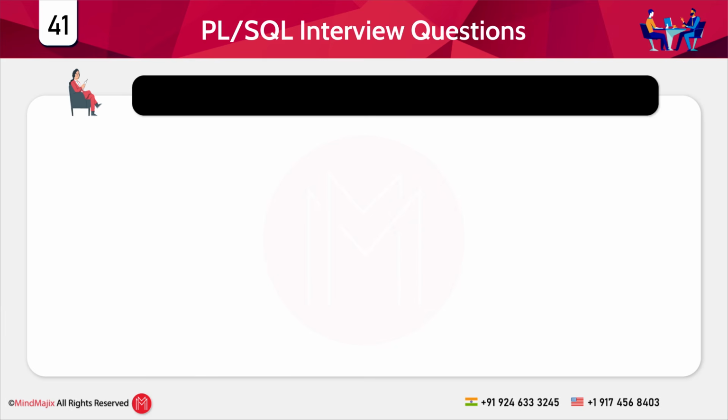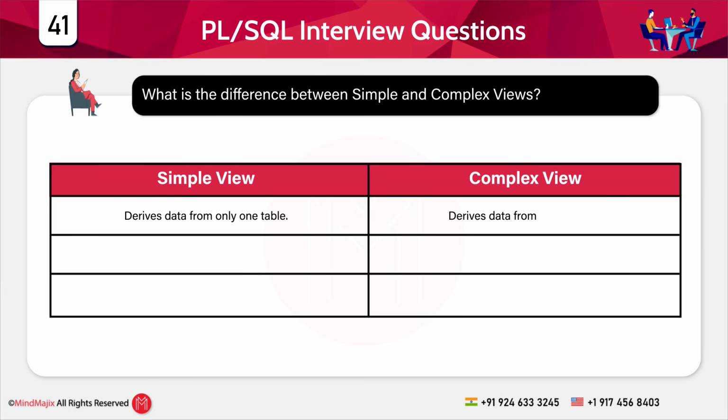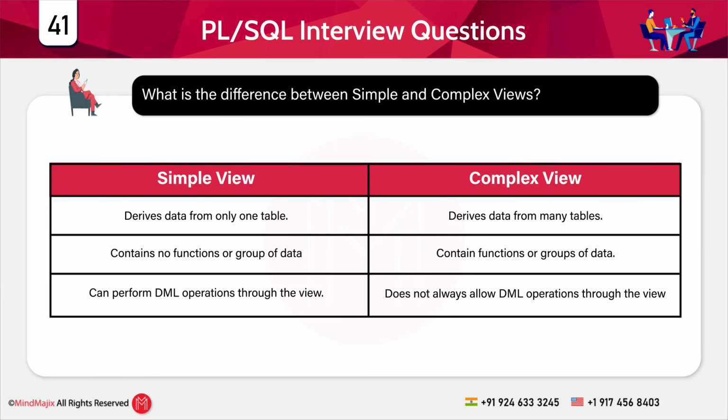The next question over here is, what is the difference between simple and complex views? Simple view derives data only from one table. On the other hand, complex view derives data from many tables. A simple view contains no functions or group of data, whereas a complex view contains functions or groups of data. A simple view can perform DML operations through the view, whereas a complex view does not allow DML operations through the view. So these were some of the critical differences between simple and complex views.